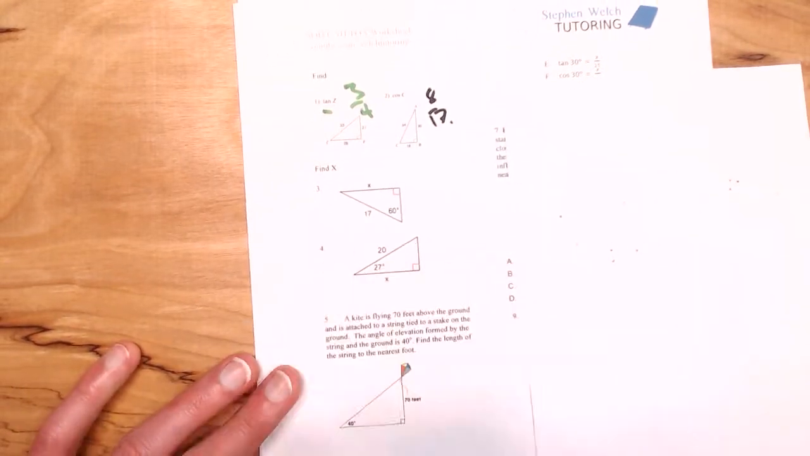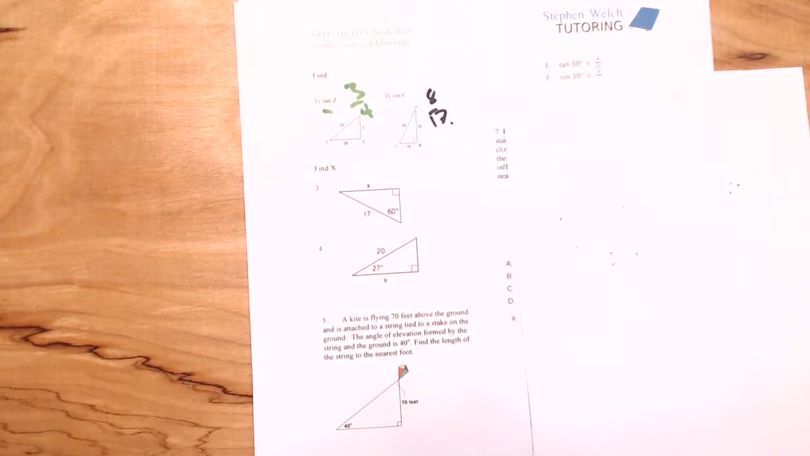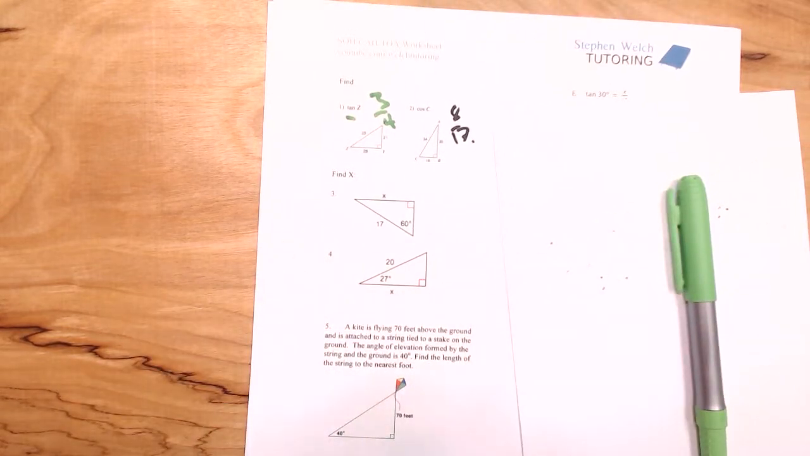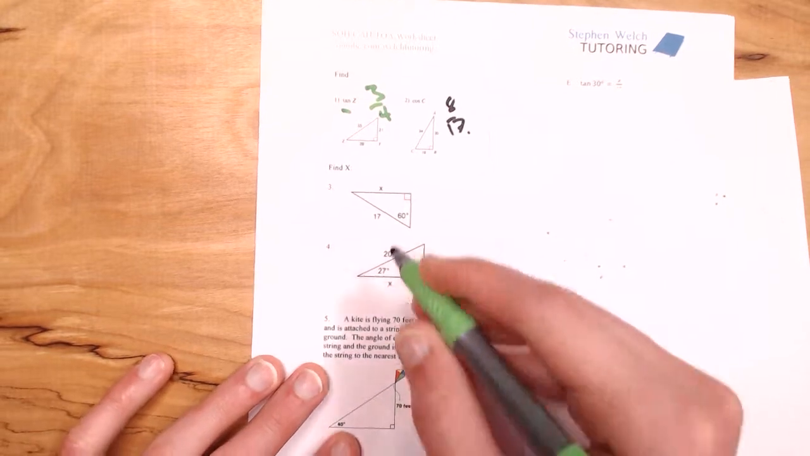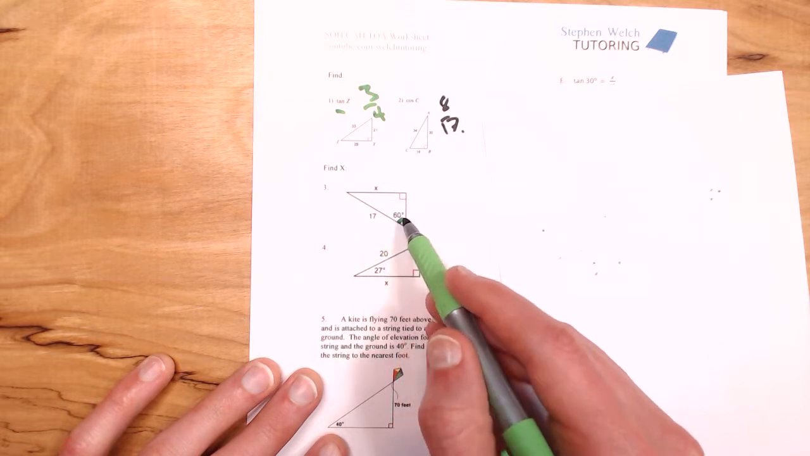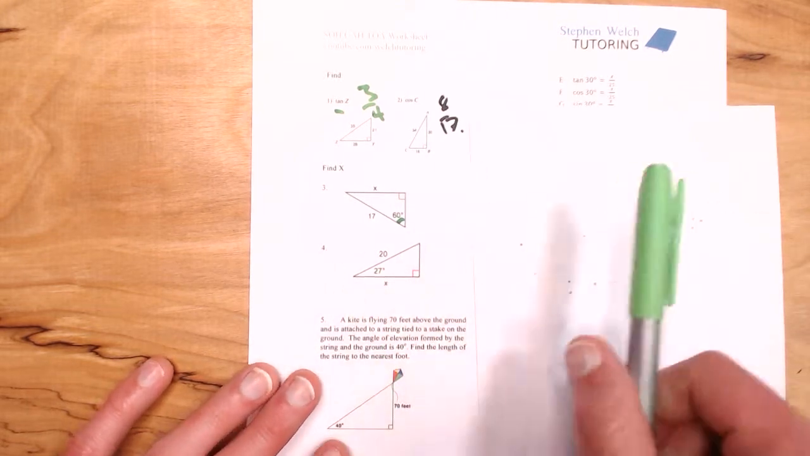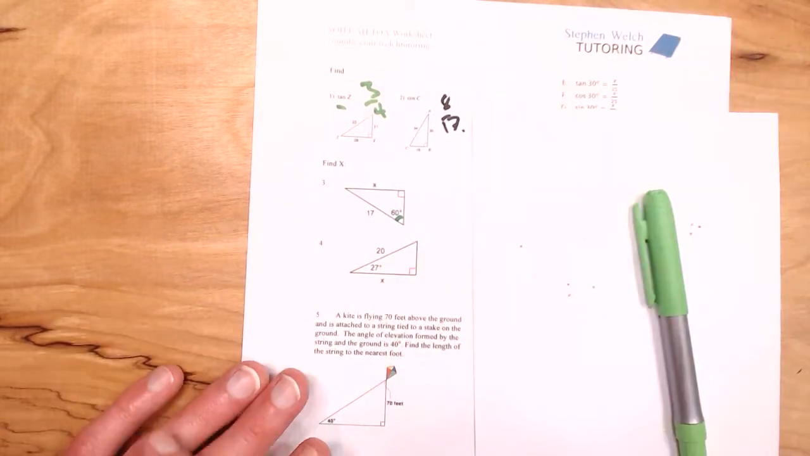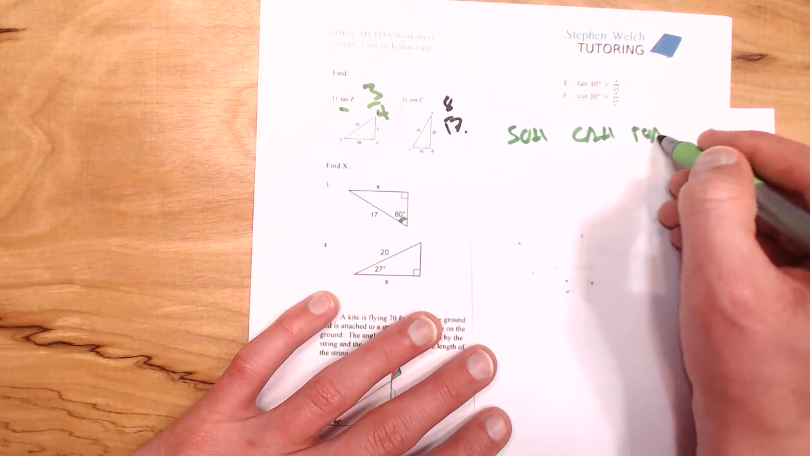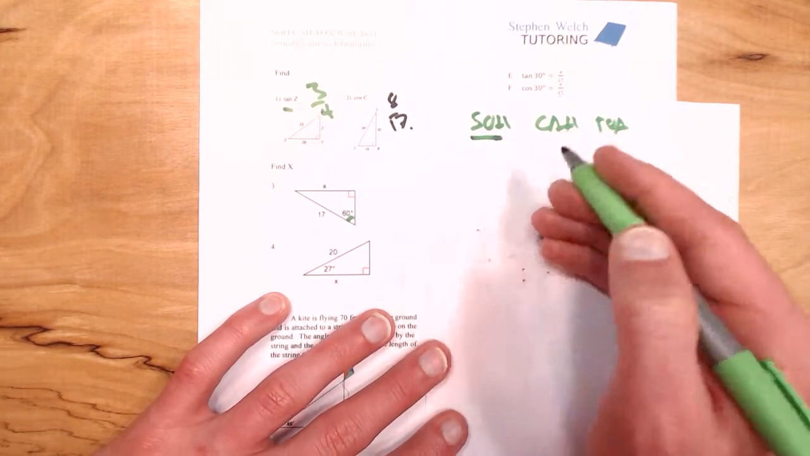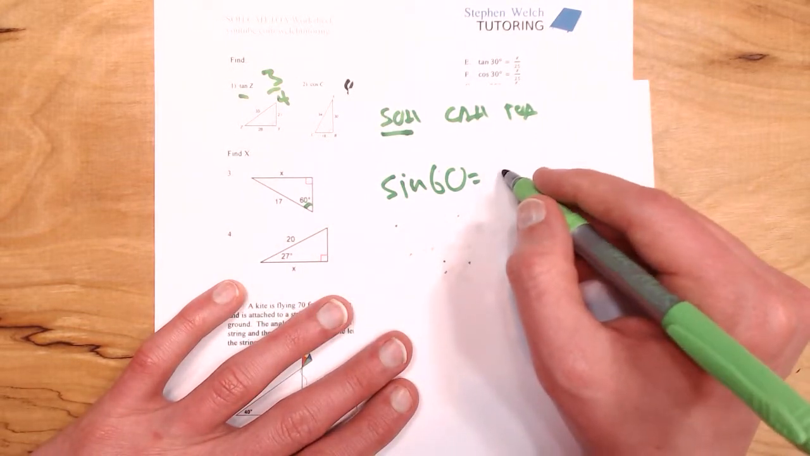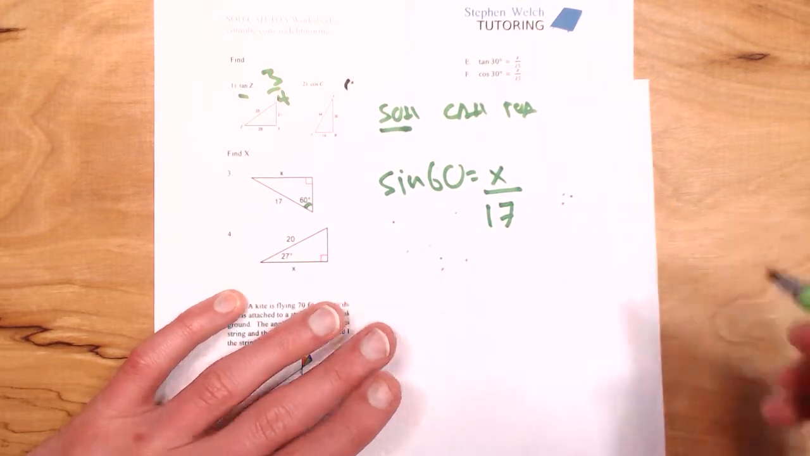Okay, next we're going to find x in this triangle. This one's a little bit tougher, but it's certainly doable. You can all handle this. Our first job is to figure out which of our three ratios we are going to use. If I look at my angle here, I see that I have the opposite, because this is opposite our angle, and I have the hypotenuse. Which one of our three ratios uses opposite and hypotenuse? Is it sine, cosine, or tangent? Opposite over hypotenuse must be sine, so I'll say the sine of 60 equals my opposite side, which is x, over my hypotenuse, which is 17.